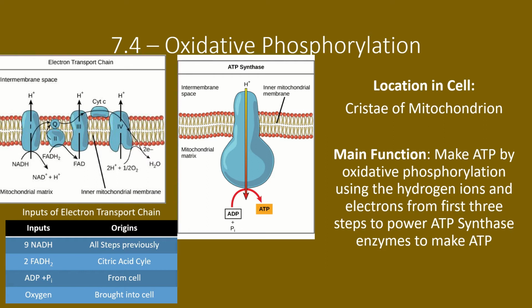For this to work, you need the following inputs. First, 9 NADHs, which come from all three steps previously performed. You need 2 FADH2s, which come from the citric acid cycles, and then you need ADPs and phosphates from the cell to be recharged. Finally, the reason why we breathe oxygen is we need it to be that final electron acceptor when we're completely done with these hydrogen ions and electrons.